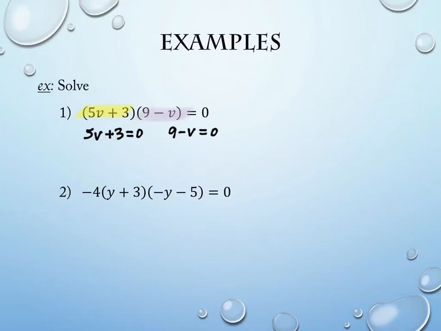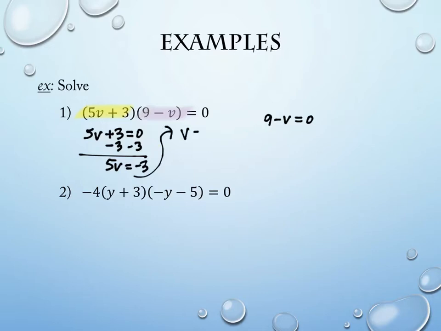At that point, it becomes a linear equation, which is what we were doing in previous sections of material, solving linear equations. We even did it back in Unit 1. So we will subtract 3 on the first one. So now I have 5v equals negative 3. And if I divide by 5, then v is equal to negative 3 over 5. So this is one of my solutions.